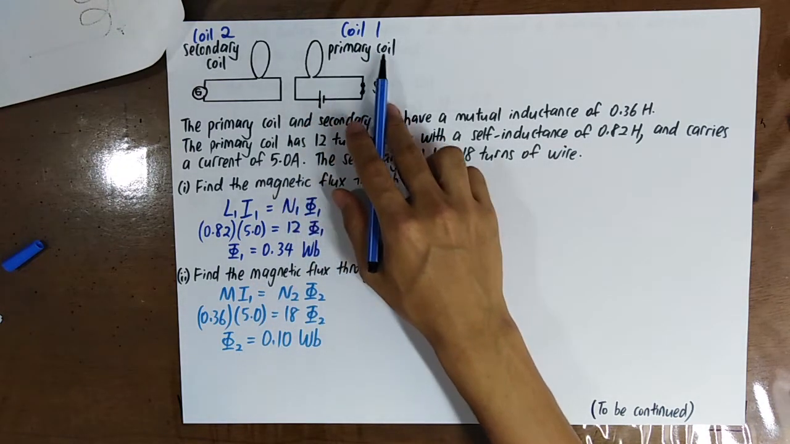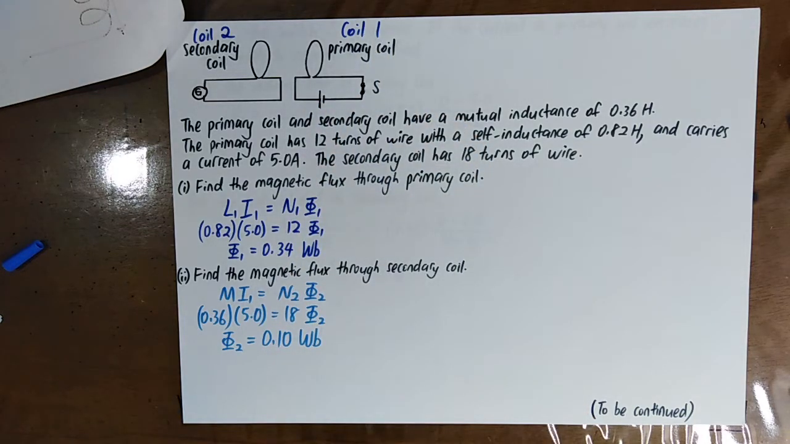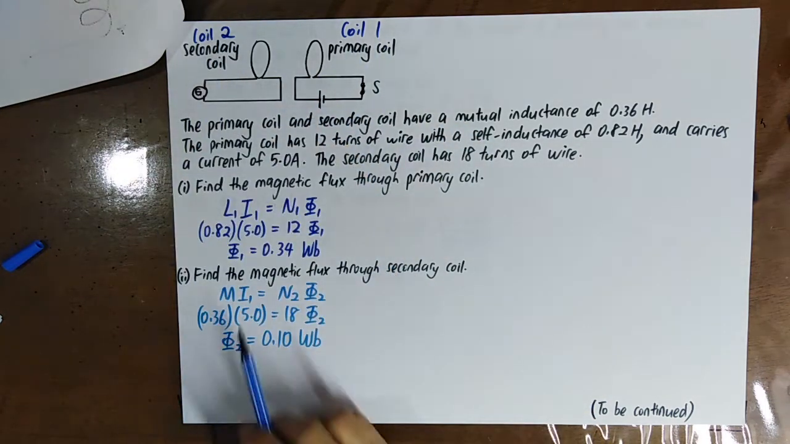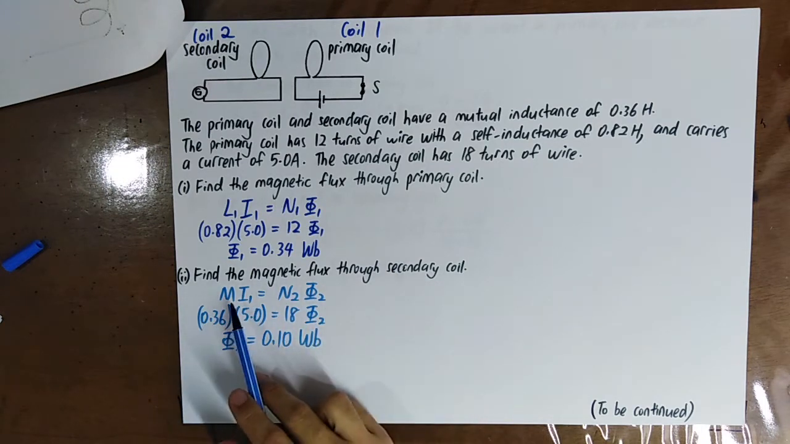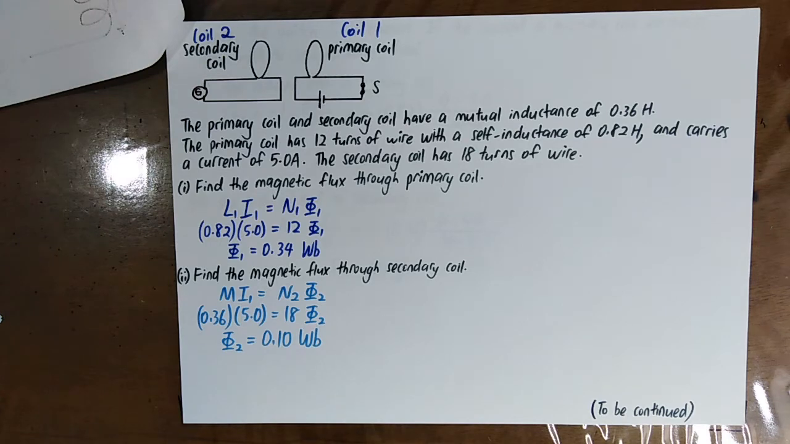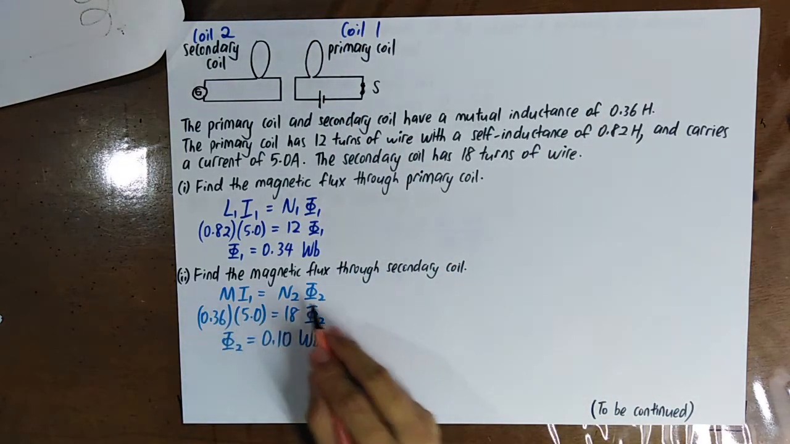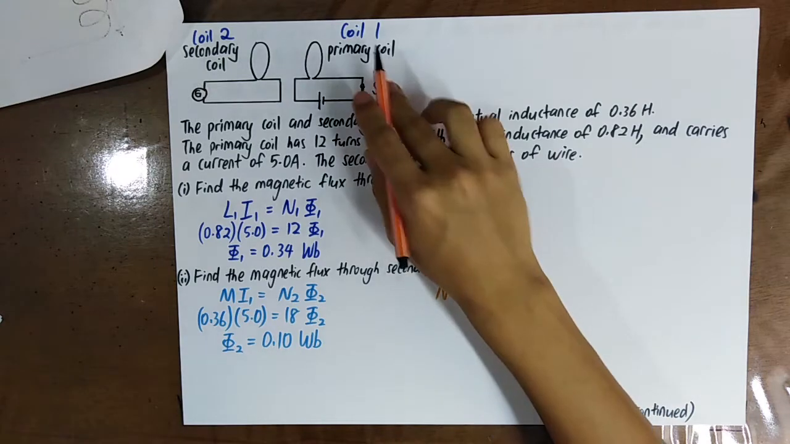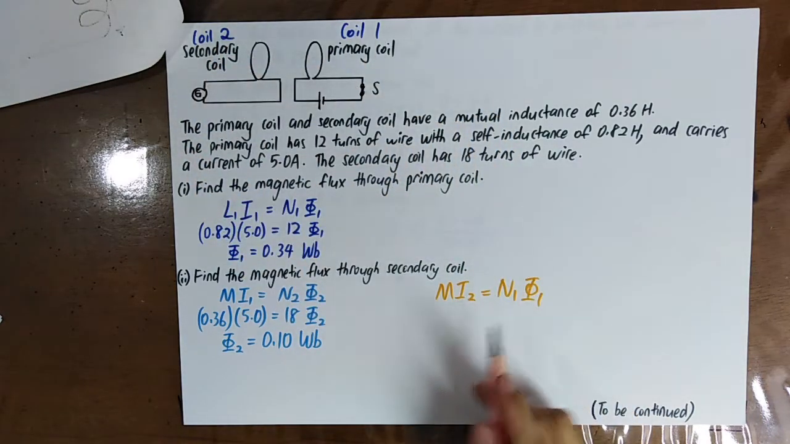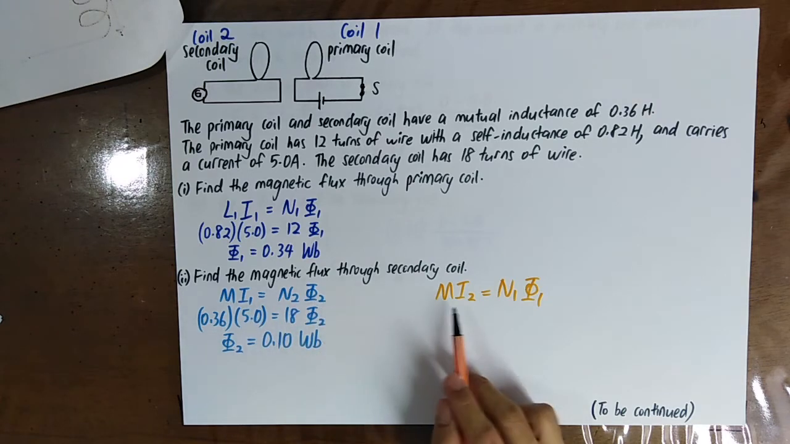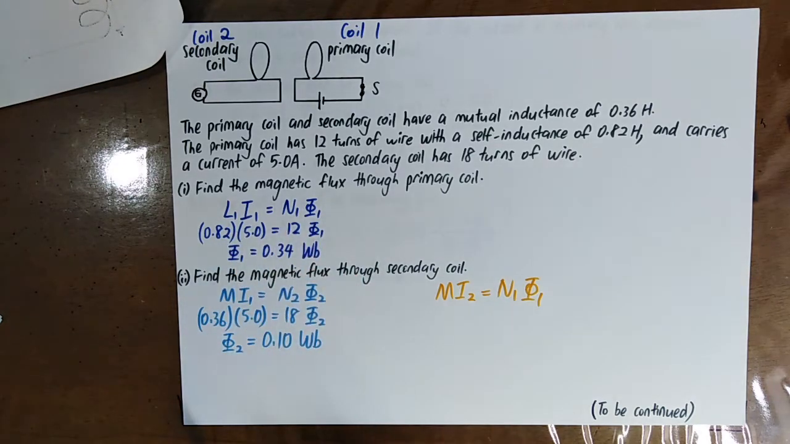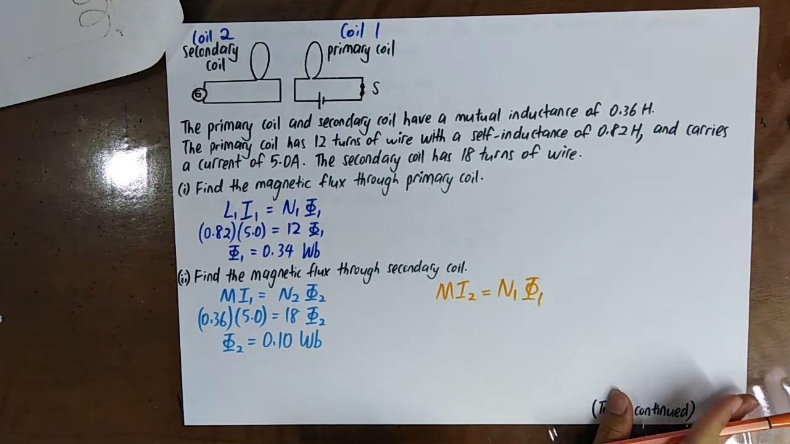I denote the primary coil as coil 1. So everything with the subscript 1 refers to coil 1, and everything with the subscript 2 refers to coil 2. Find the magnetic flux through the secondary coil. M I1 equals N2 Φ2. You really have to denote the coil clearly. You can use M I1 equals N2 Φ2, or M I2 equals N1 Φ1, only when you denote this as coil 2 and this as coil 1. So make sure that M I1 equals N2 Φ2, M I2 equals N1 Φ1, L1 I1 equals N1 Φ1, and L2 I2 equals N2 Φ2. This is really important. Please make sure that you denote the coils clearly.